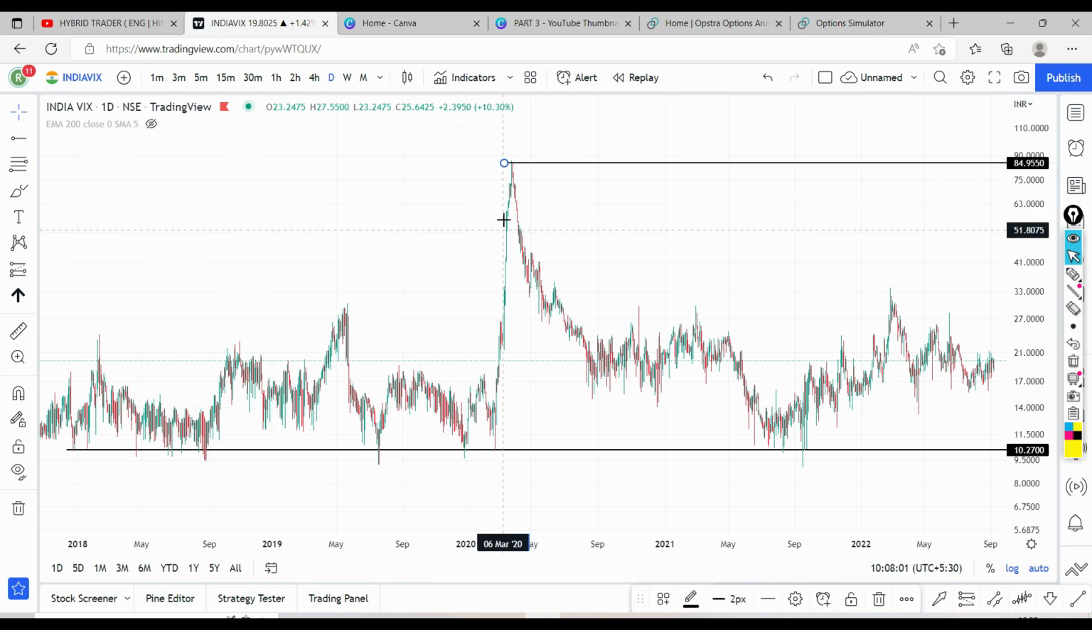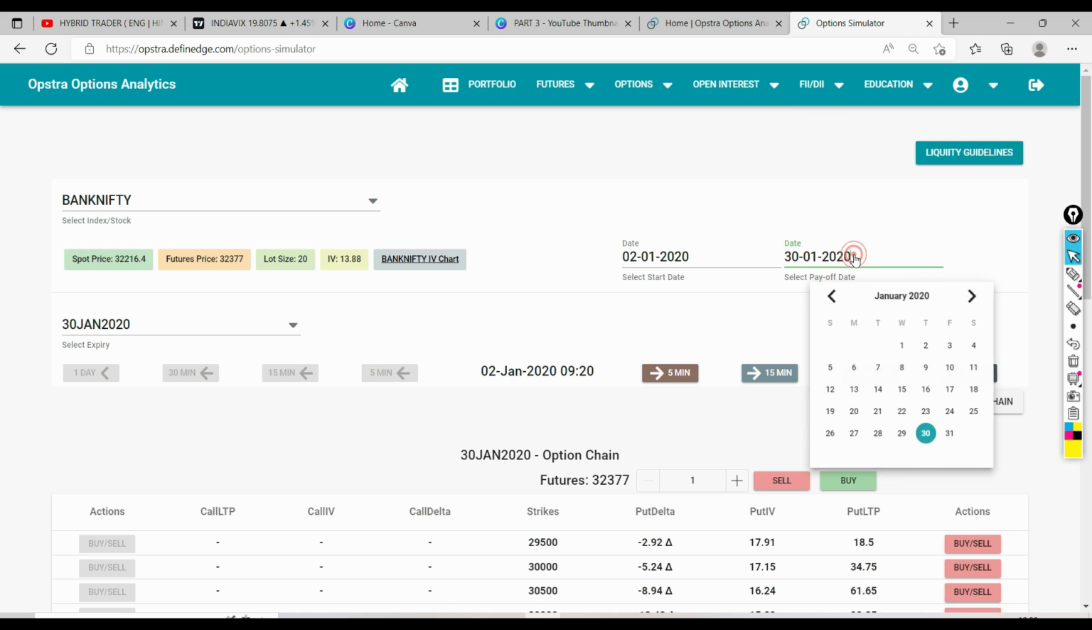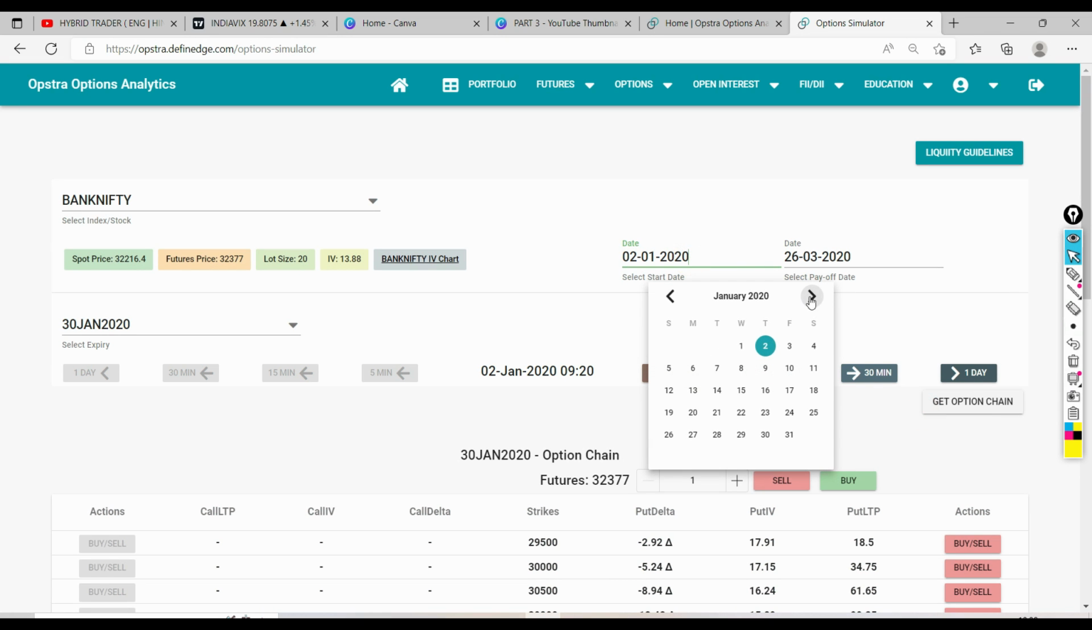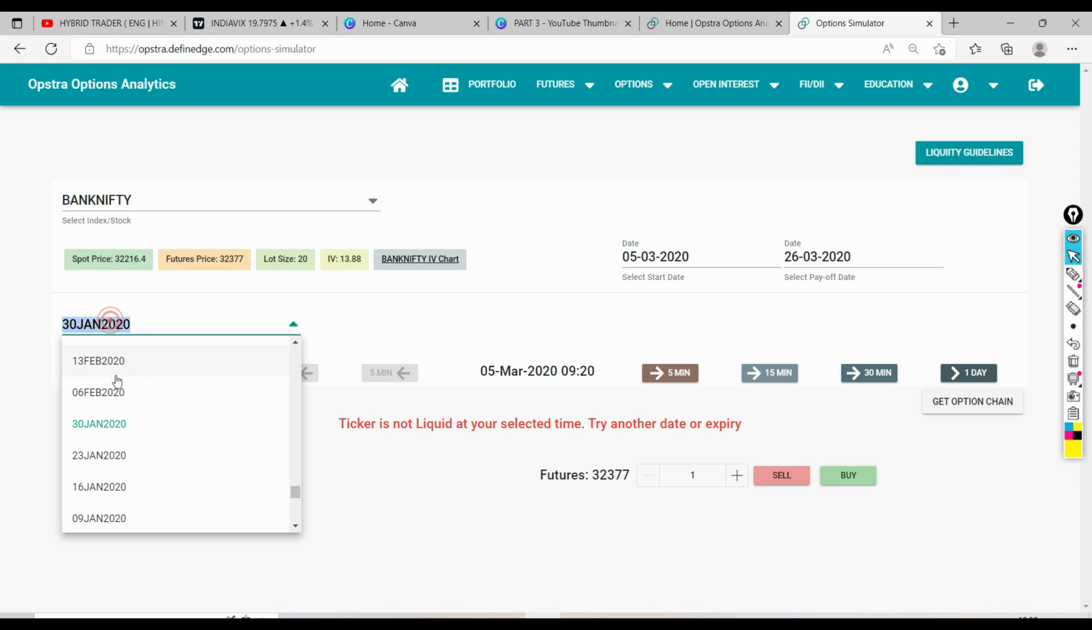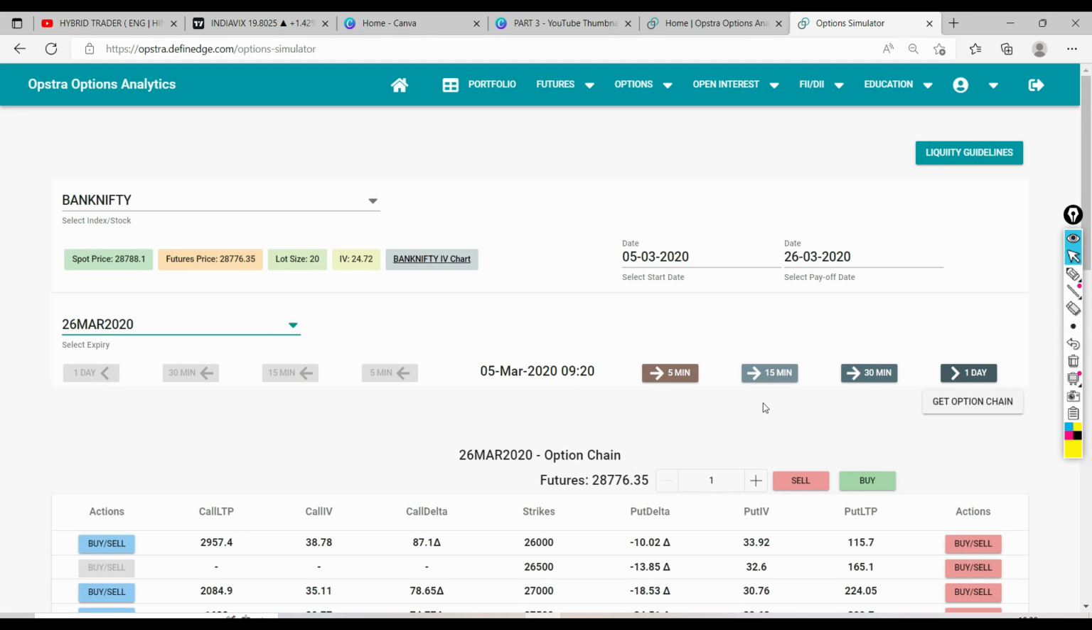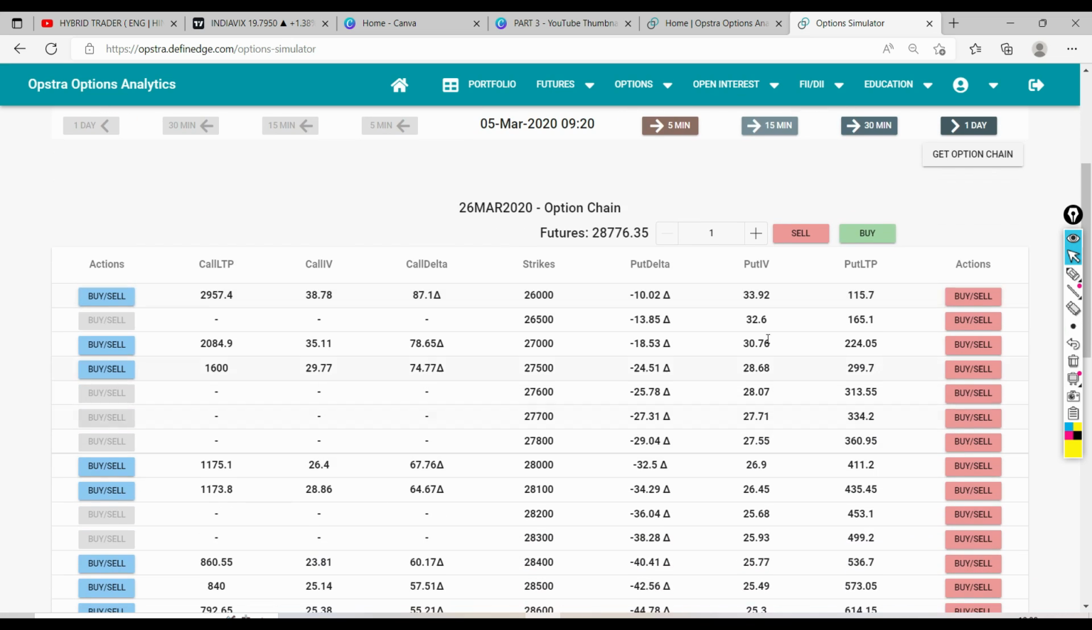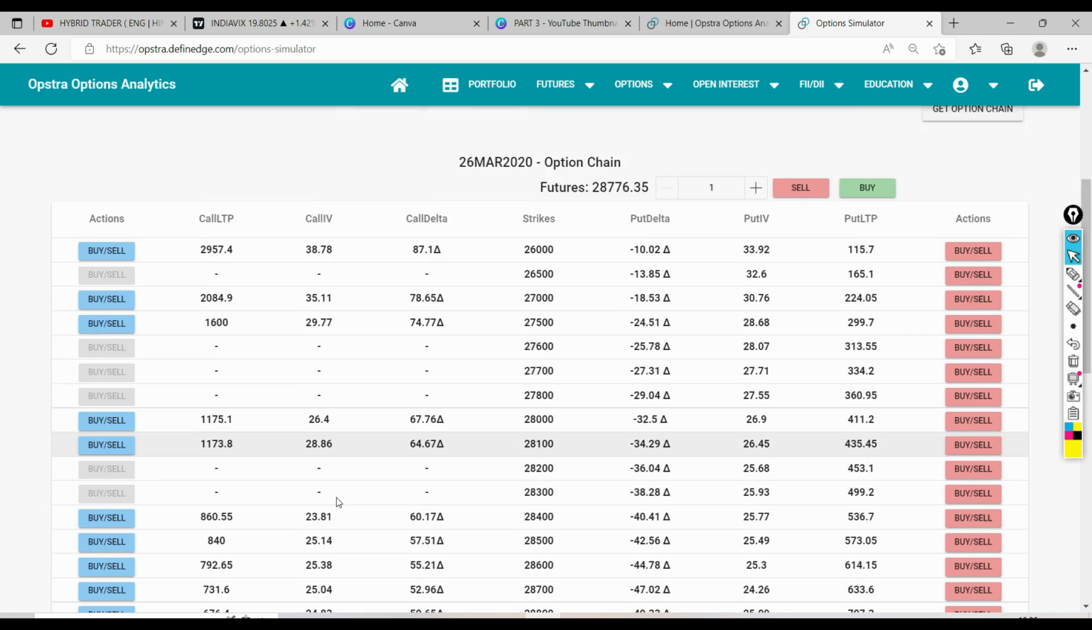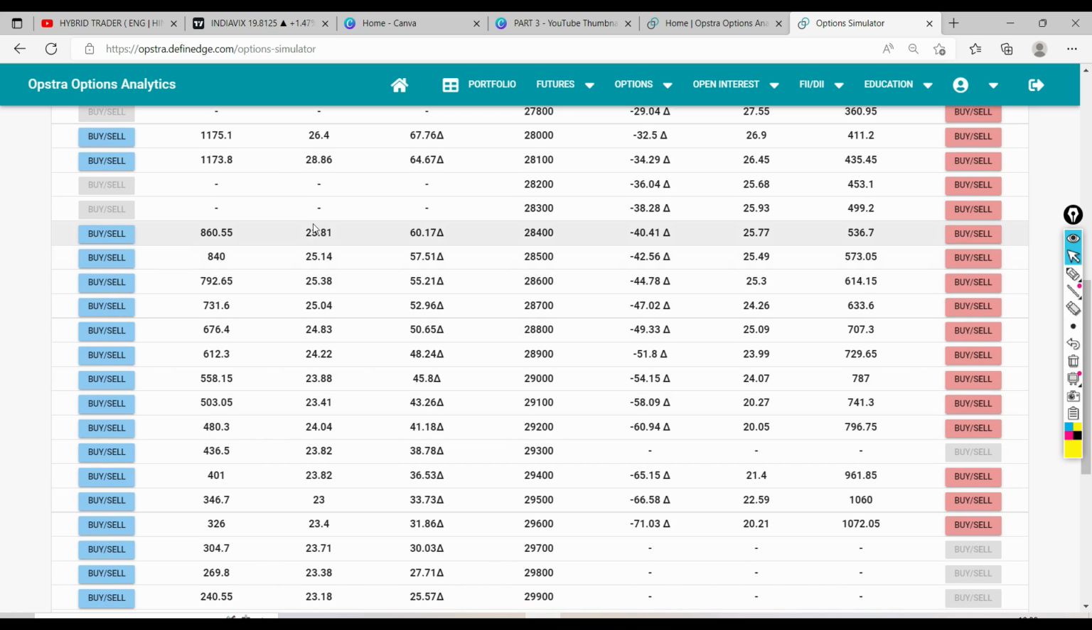Now what I'll try to do is take you to March expiry. From Jan I'll take you to March just to show you the difference. I will take the 26th March expiry, and let's take the first week of March, and even 31st March. Check the IVs, friend. Check the IV, like from 14 to 15 it has increased to 33, 32, and on the call side, 23, 22.